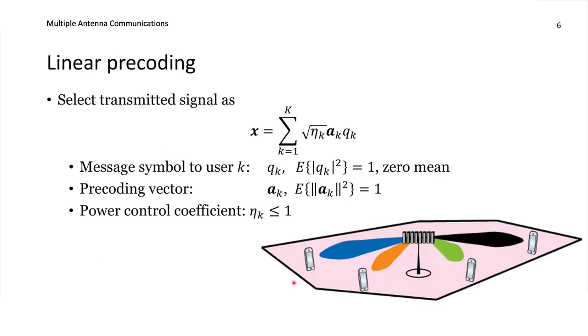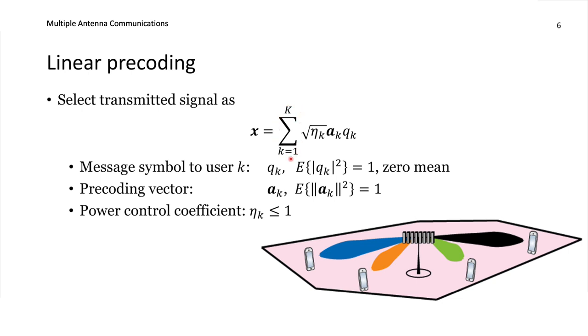And we need to select the signal x that the base station is going to transmit, and it contains signals that are supposed to be sent to each of the different users. So for user k, we have a message symbol q_k, and just as before, it has an absolute value squared, which is on the average equal to 1, and has zero mean. And apart from that, it can be any type of codebook that is used to code information into a symbol like this. And then we are summing up the symbols that are meant for all of these K users.